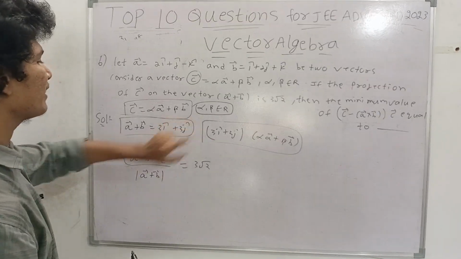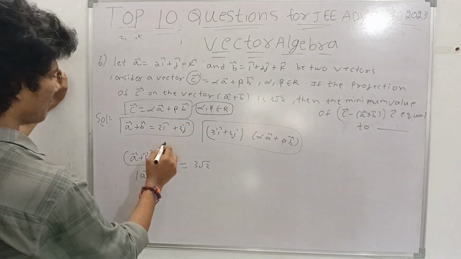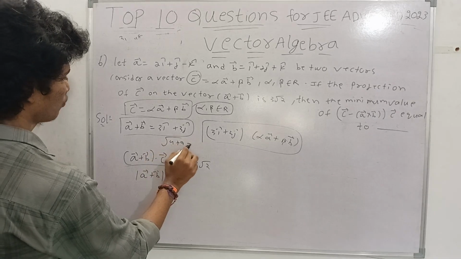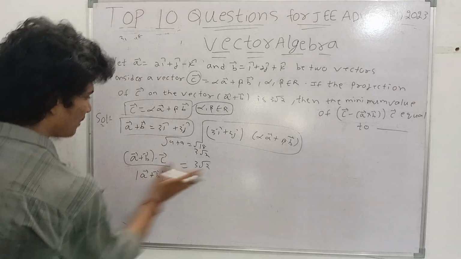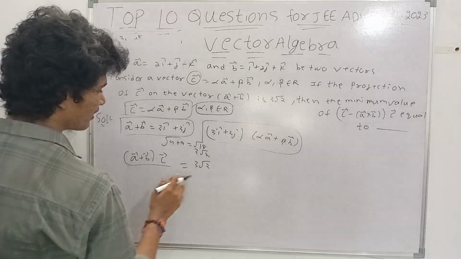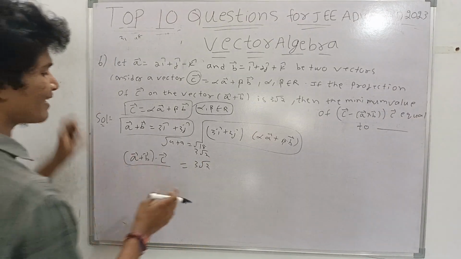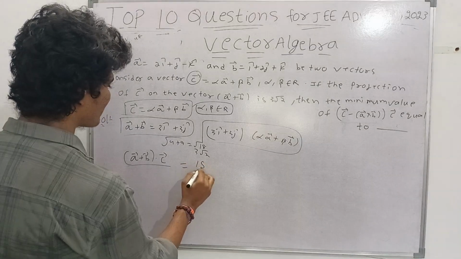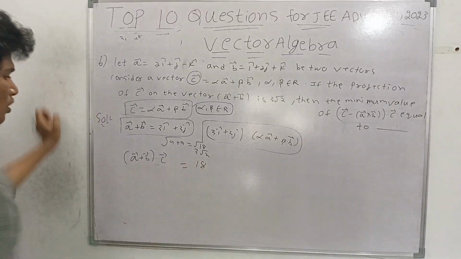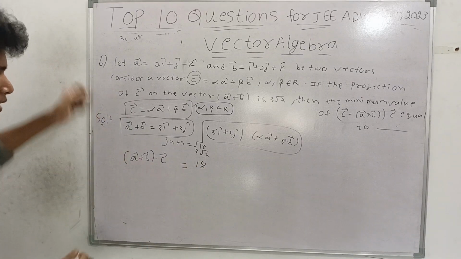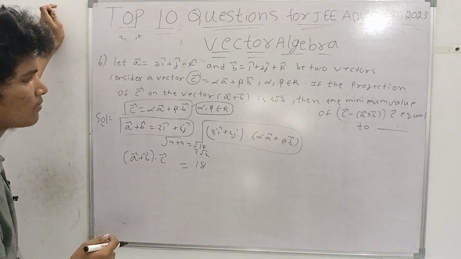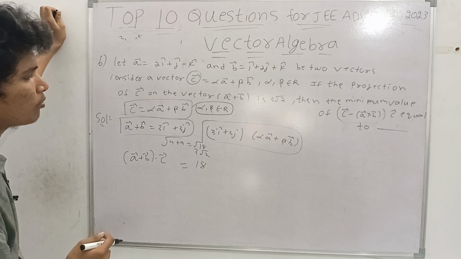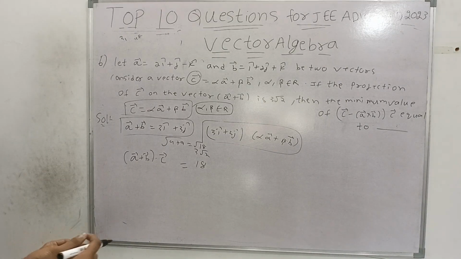In the down you will get the magnitude of A plus B, that is root of 9 plus 9, that is root 18. Root 18 is 3 root 2. So when I multiply 3 root 2 to the right side, what will I get? 3 root 2 into 3 root 2, 3 times 3 is 9, 9 times 2 is 18. So this complete thing is equal to 18. So now we have to do the dot product.